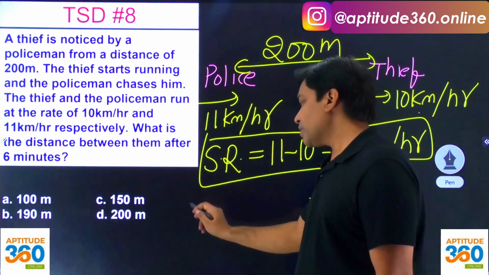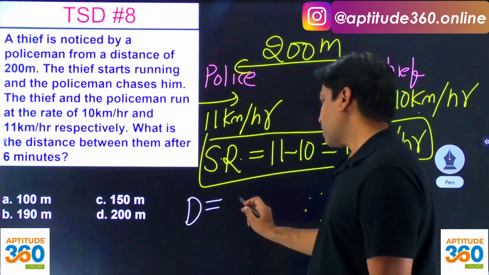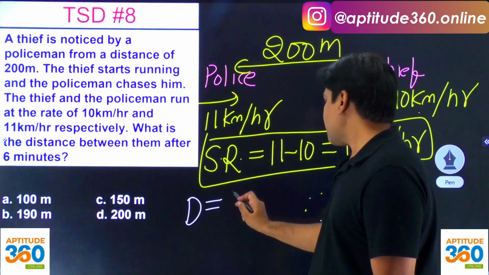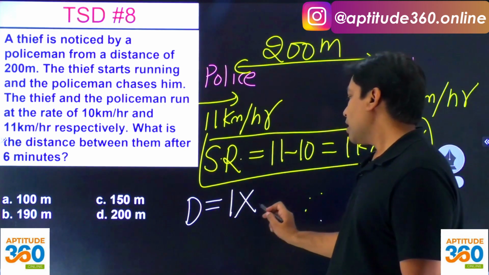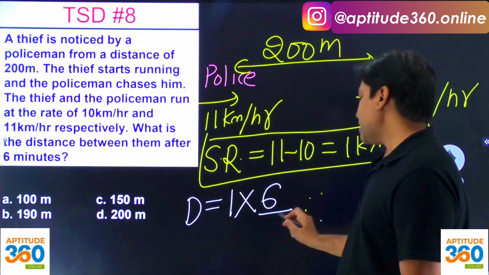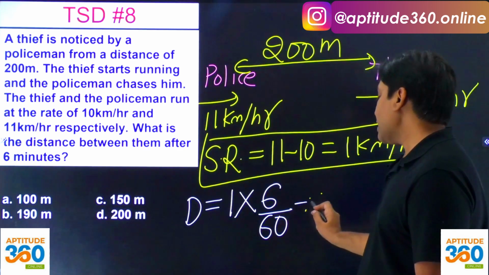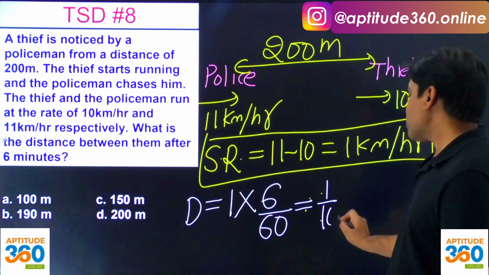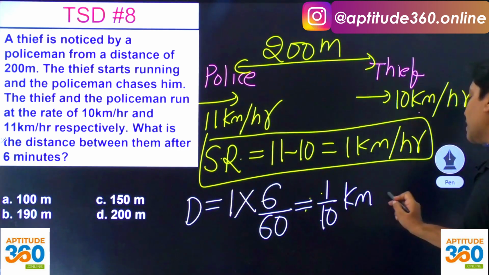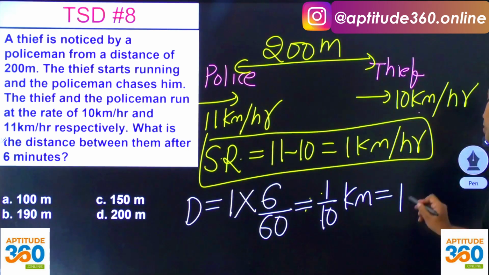नाउ 6 मिनट्स में पहले तो हम डिस्टेंस निकाल देते हैं कि कितना कवर हो गया with this relative speed. So this is going to be what? 1 into time is 6 minutes. I will convert this into hours. If you simplify this, it is going to be 1 by 10 kilometers. 1 by 10 kilometers को जब मीटर में कन्वर्ट करोगे तो it will be 100 meters.